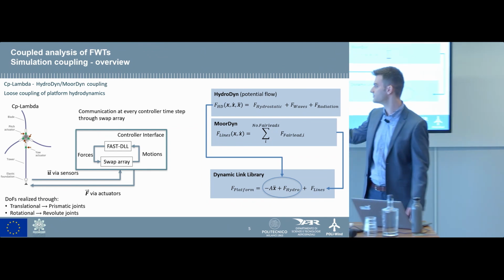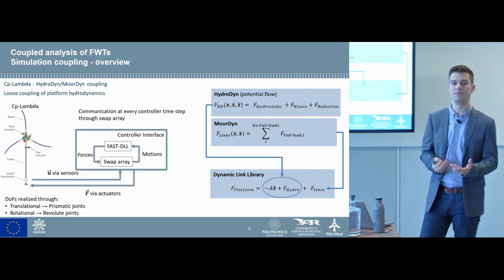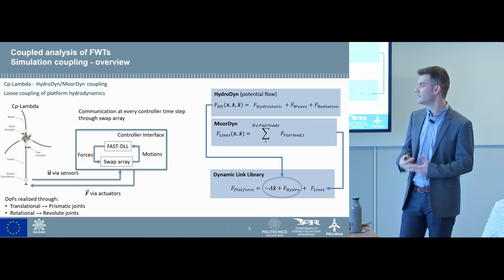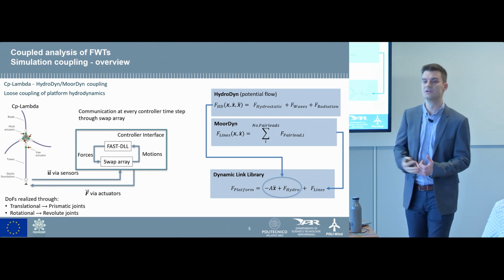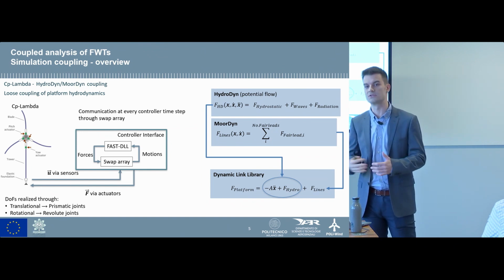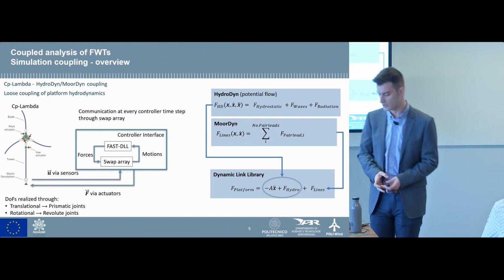And we implement this by actuators and sensors. So the CP Lambda model will calculate the deflections at the tower base, and these deflections are used in the FAST routines to calculate the hydrodynamic forces, and these forces will be fed back to the CP Lambda model.